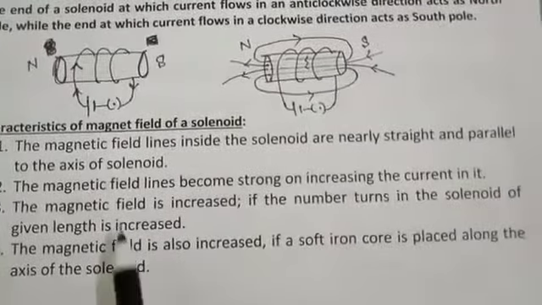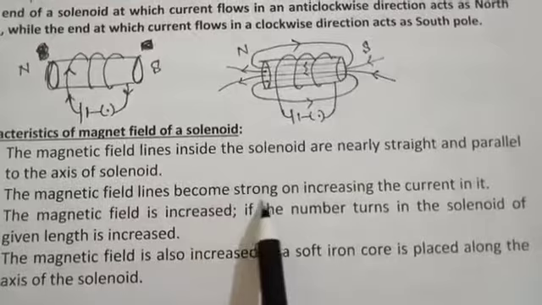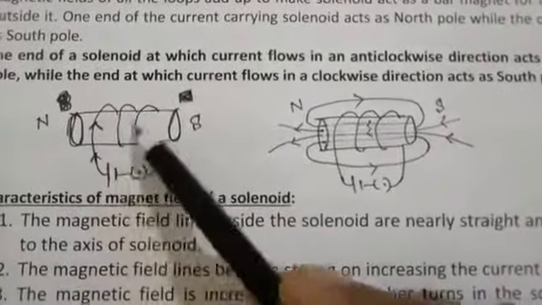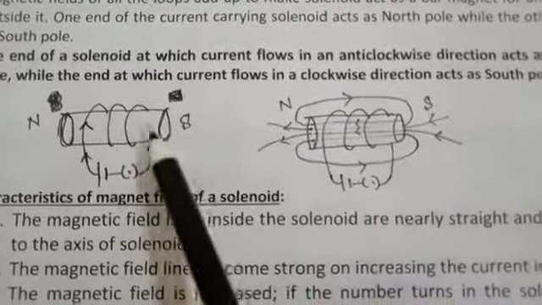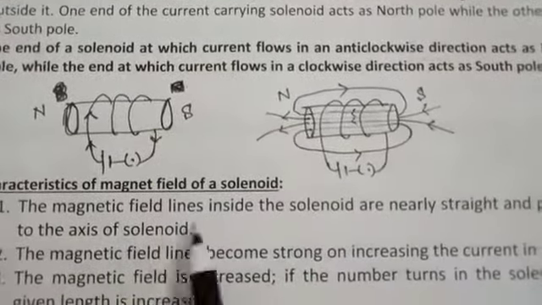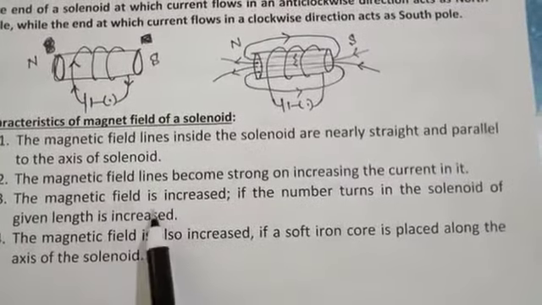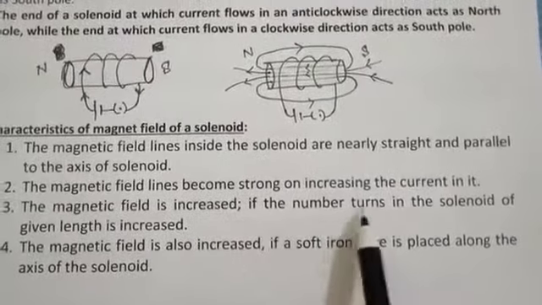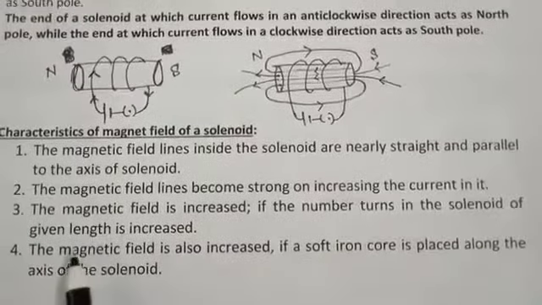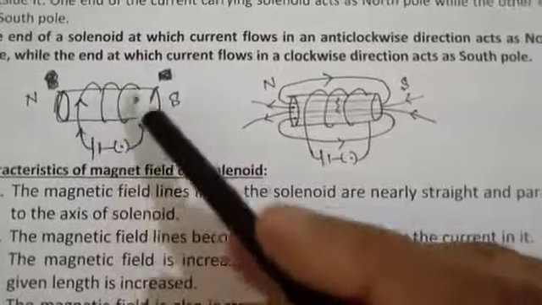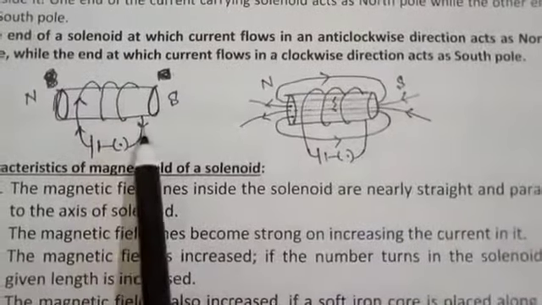Point number 2 says the magnetic field lines become strong on increasing the current in it. So if we increase the amount of current in the solenoid, the strength of the magnetic field increases. That is the point number 2. Point number 3 says the magnetic field is increased if the number of turns in the solenoid of given length is increased. So if we increase the number of turns in the solenoid, obviously the strength of the magnetic field will be increased.